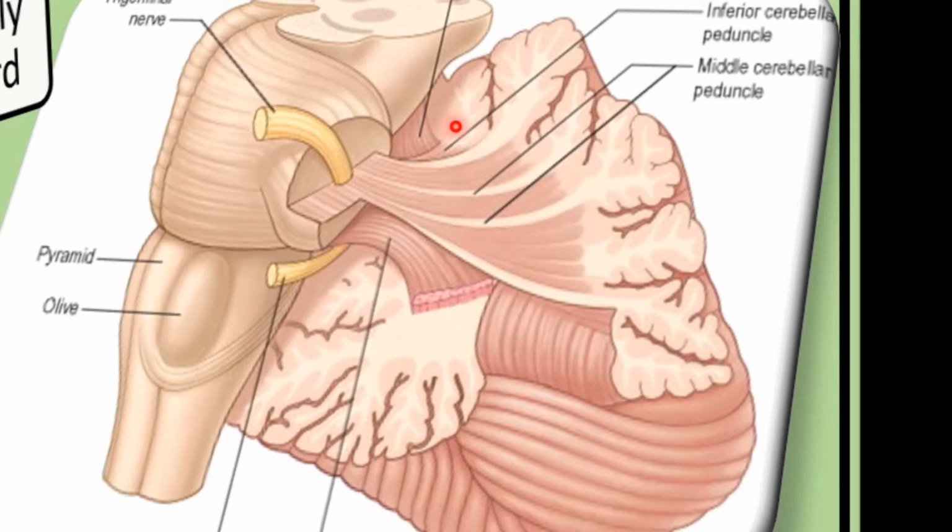peduncle here. Now the third connection is to the spinal cord distally, and the connection to the spinal cord is through the medulla. So the medulla continues distally as the spinal cord.